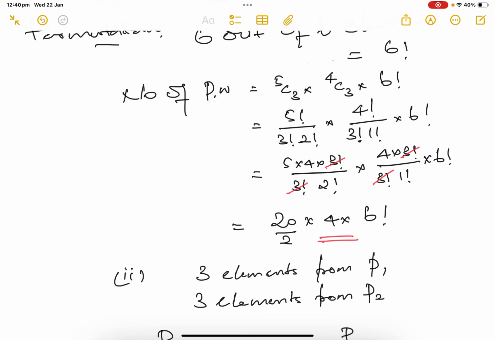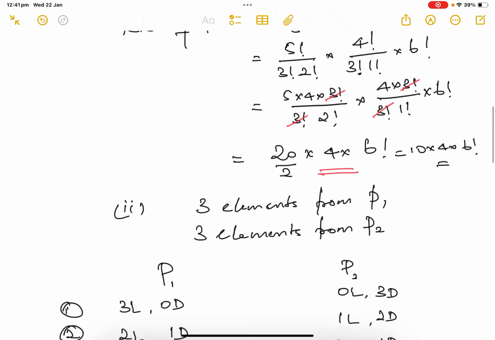Then 4 divided by 1, and 6 factorial. So if I write it again, this is 10 times 4 times 6 factorial. I'm not going to work it out in numbers, so it's simply 40 times 6 factorial. I'll get 6 factorial straight from the calculator, so I'll leave it there. Let's look at the second question.